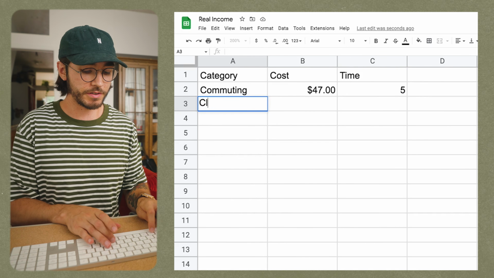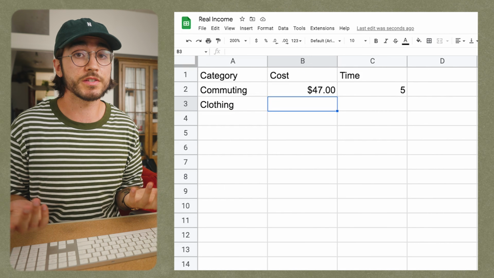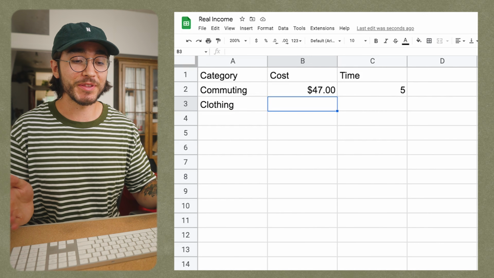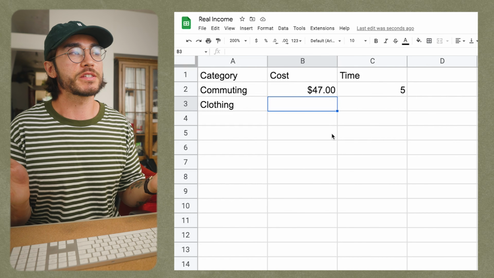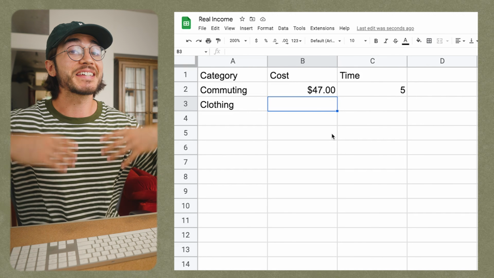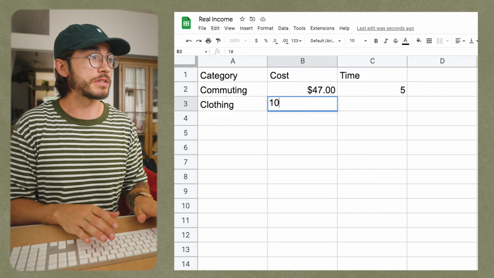Another expense I would list here is clothing. Since it was a professional environment, I had to wear dress clothes to work. But if I didn't have that job at the time, I definitely wouldn't have bought all these dress clothes. So I'd probably estimate that I spent something like $500 for the entire year on dress clothes. So weekly, that works out to be about $10.